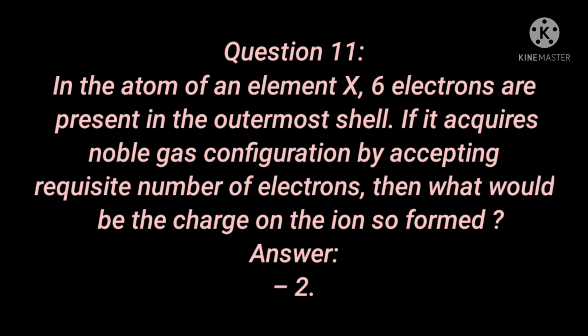In the atom of an element X, 6 electrons are present in the outermost shell. If it acquires noble gas configuration by accepting the requisite number of electrons, then what would be the charge on the ion so formed? So it will be -2, because it requires 2 electrons to acquire the noble gas configuration.